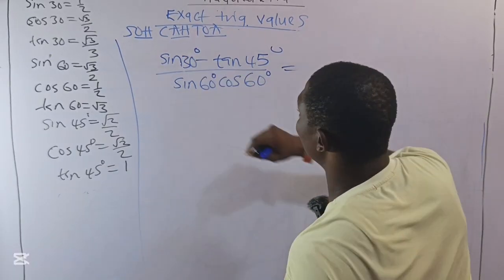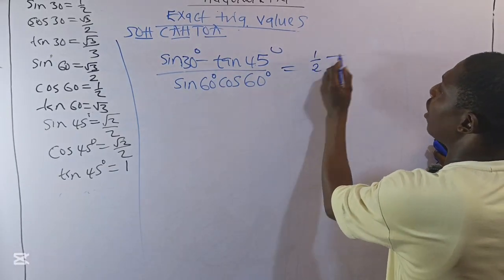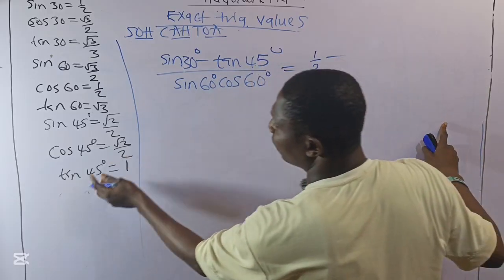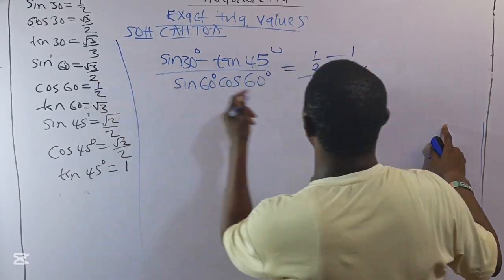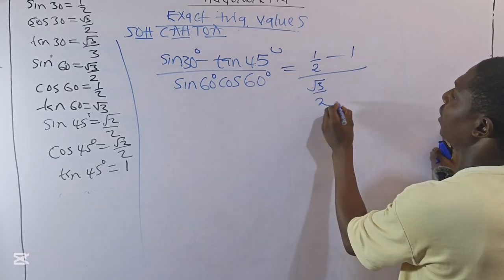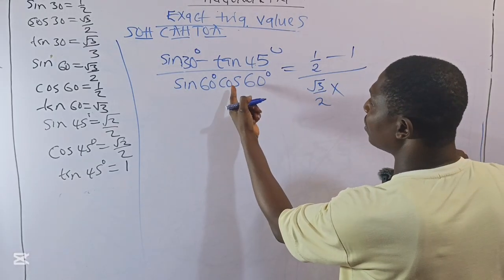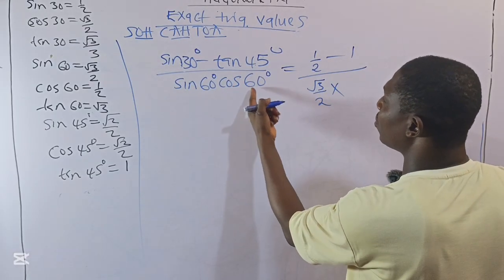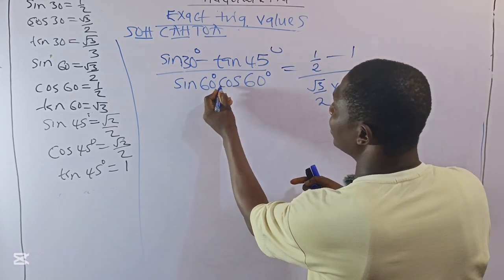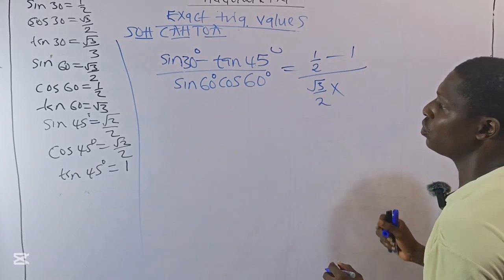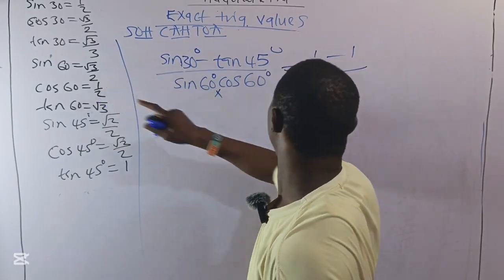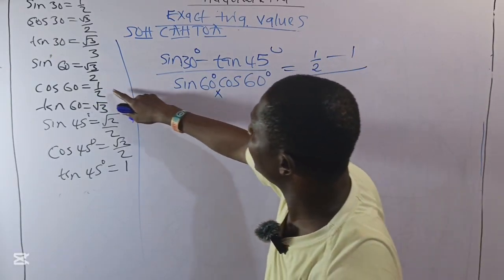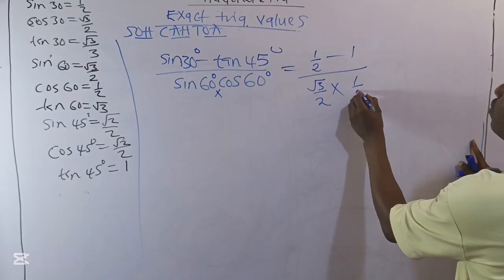Sine 30 is 1 over 2, so I simply have 1 over 2. I'll put my minus sign. Tan 45 is what? 1, all over sine 60, which is root 3 over 2. Sine 60 cos 60 is like a product between the sine 60 and the cos 60. Take note, it's like a multiplication sign in between. So sine 60 is root 3 over 2 and cos 60 is what? 1 over 2. So I have my 1 over 2 here.